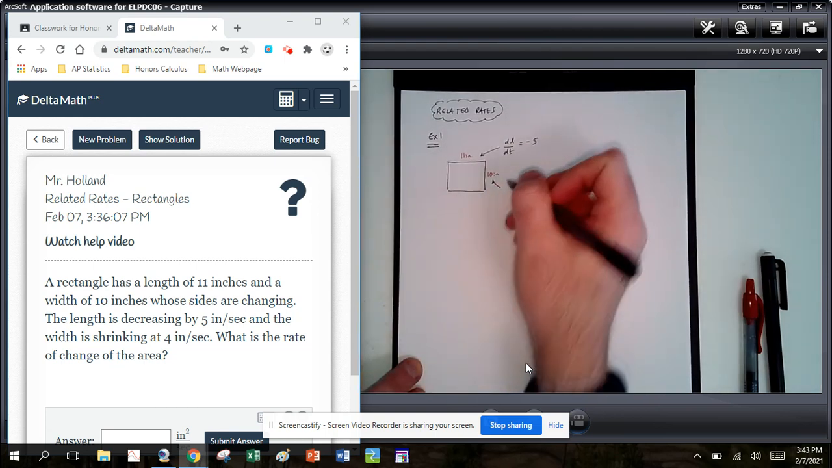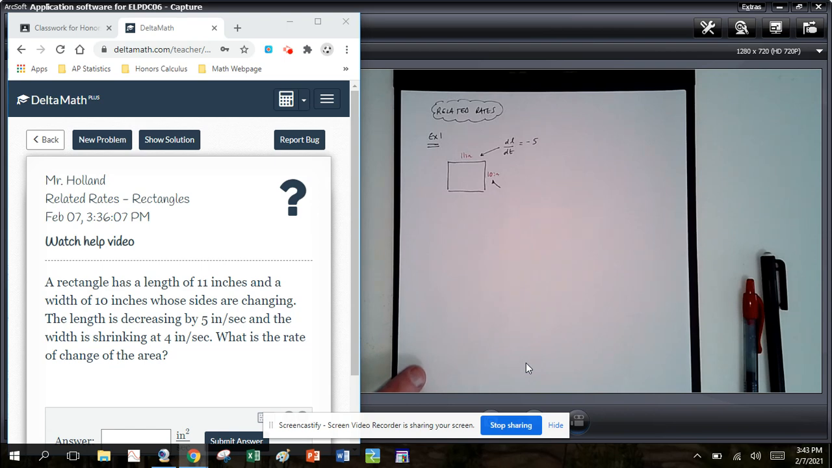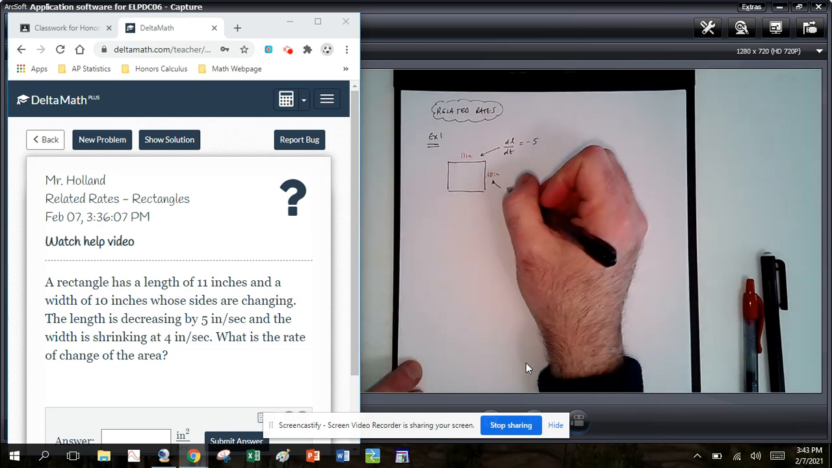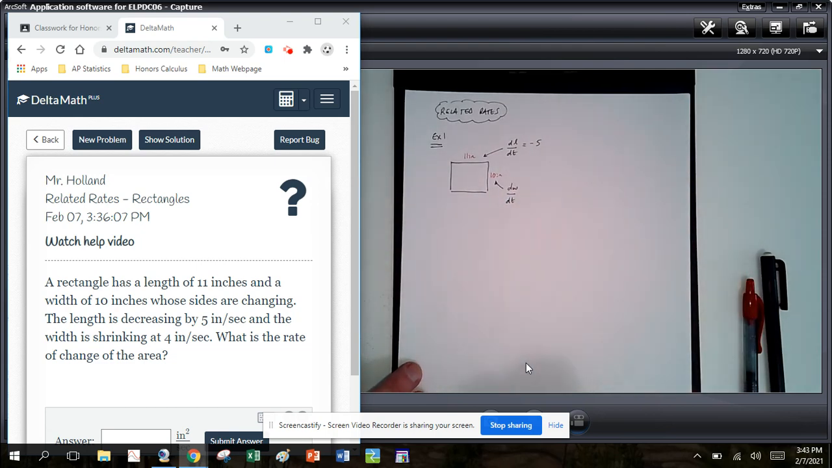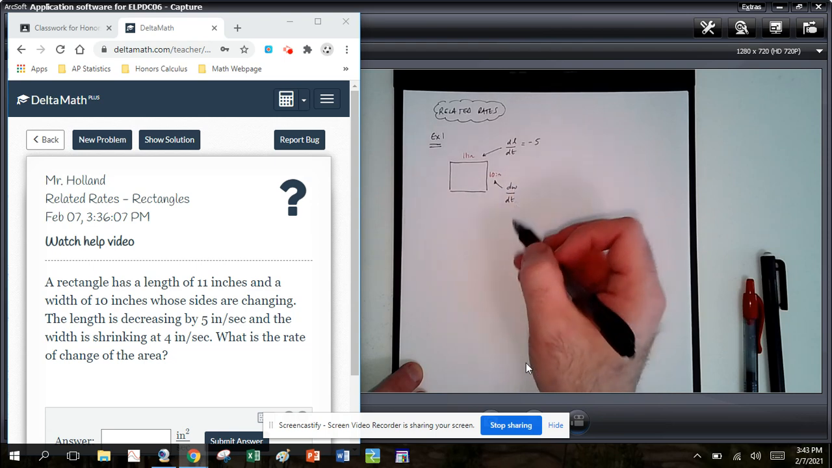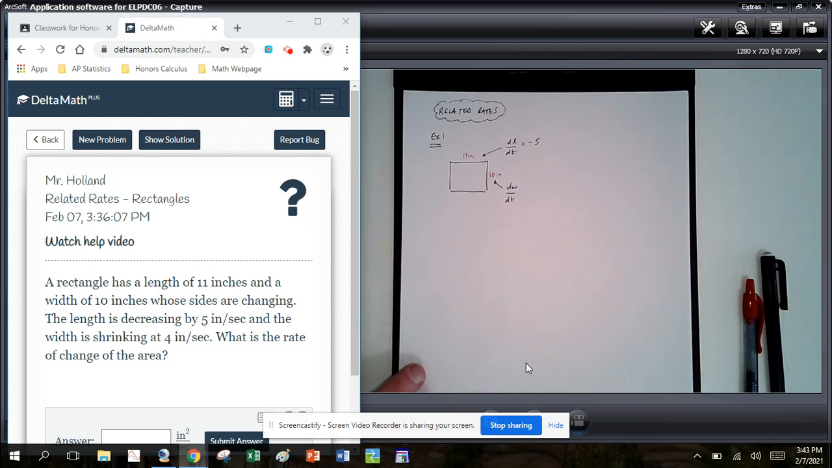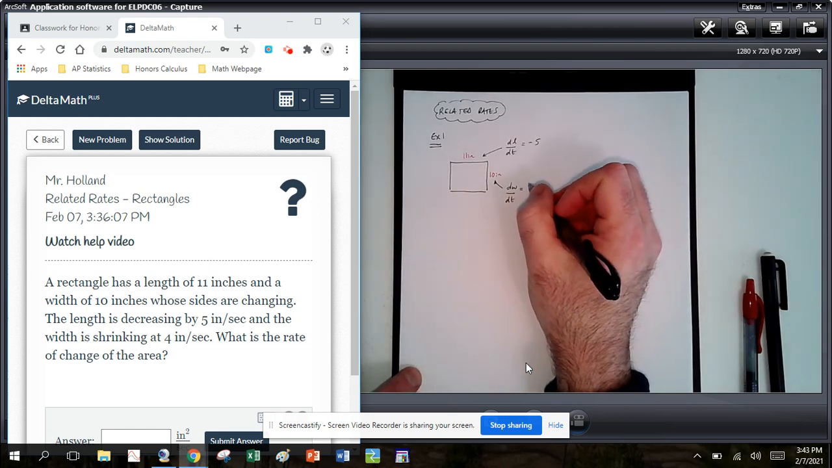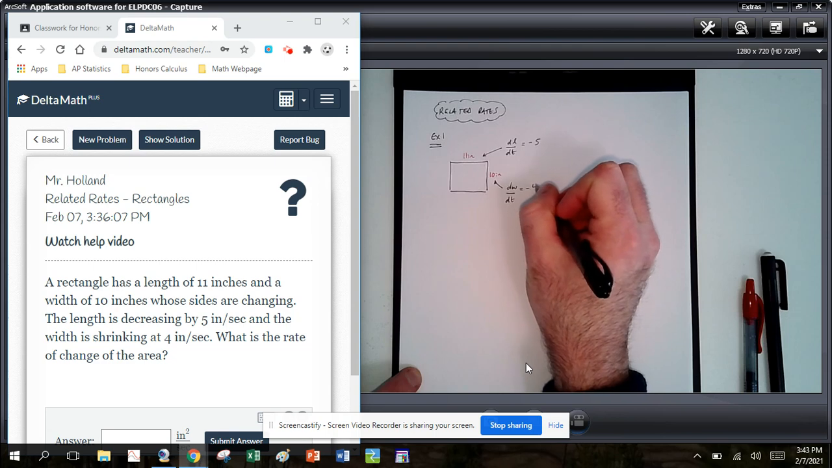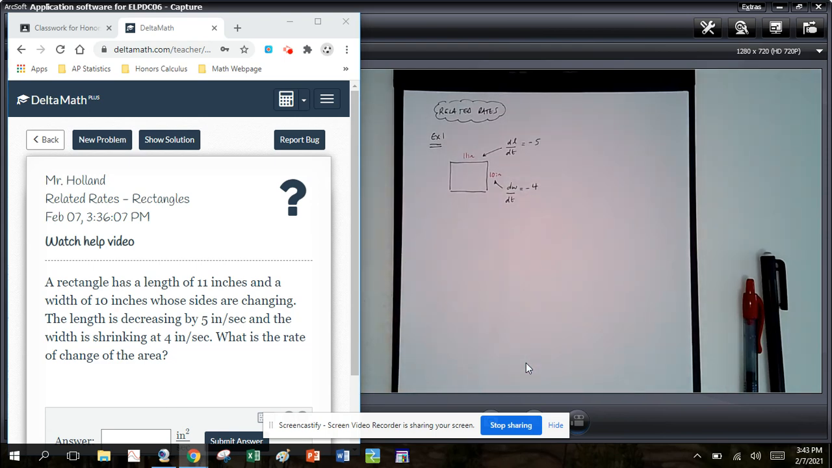If you look at the width, we know here that the width is shrinking at 4 inches per second. So the same thing here, but this time I'm going to use dw with respect to t, all right, because the width is changing with respect to t. And remember, a derivative is just describing how something is changing. And we know that in this case, it's going to be shrinking at -4 inches per second. So that's basically all the information we're told.